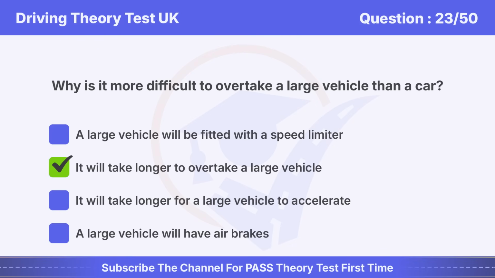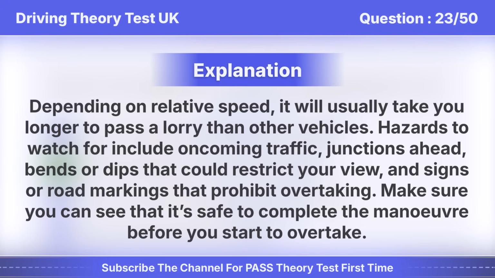Answer is B. It will take longer to overtake a large vehicle. Depending on relative speed, it will usually take you longer to pass a lorry than other vehicles. Hazards to watch for include oncoming traffic, junctions ahead, bends or dips that could restrict your view, and signs or road markings that prohibit overtaking. Make sure you can see that it's safe to complete the maneuver before you start to overtake.